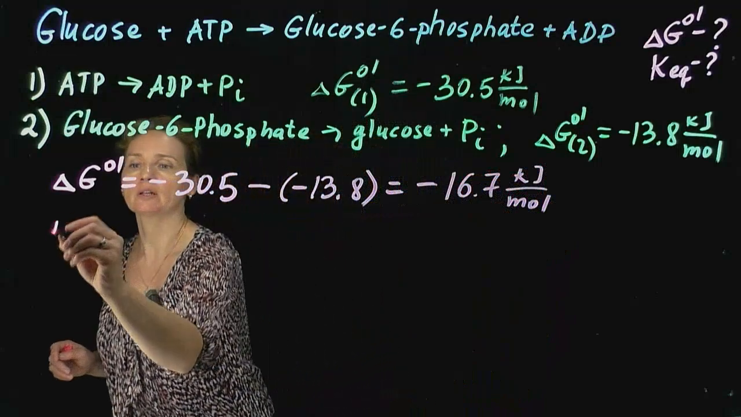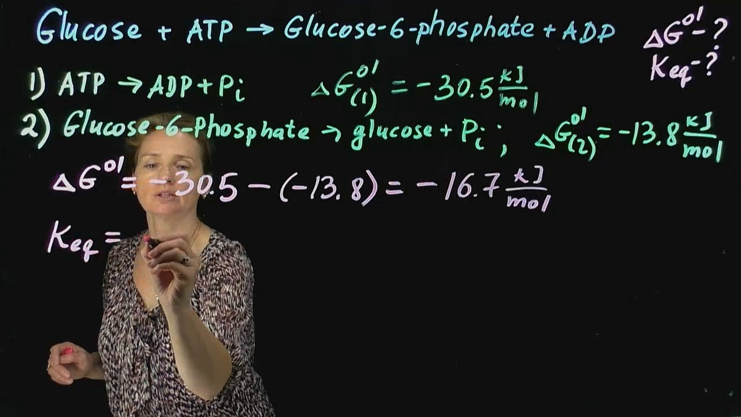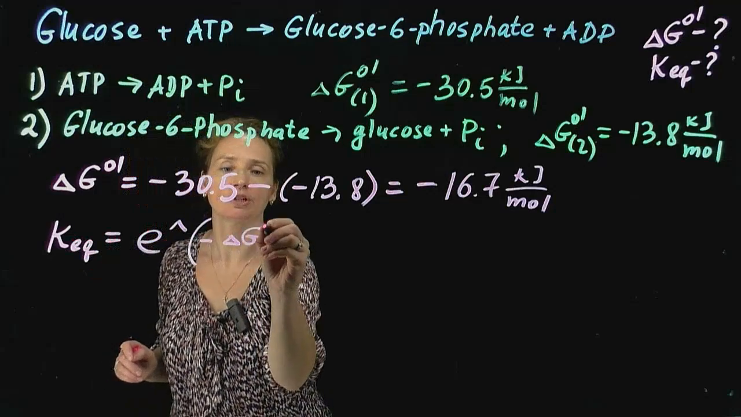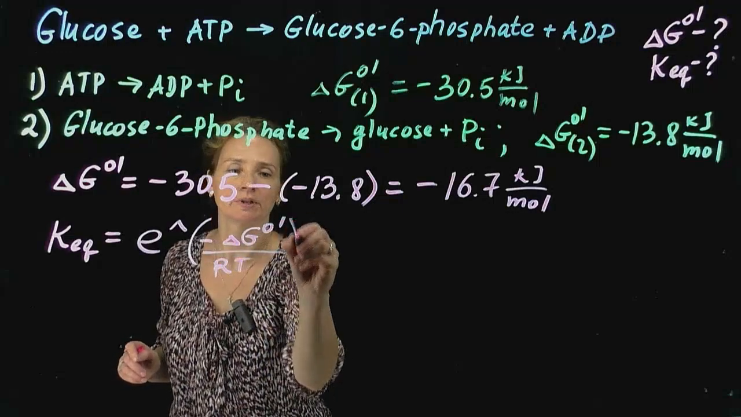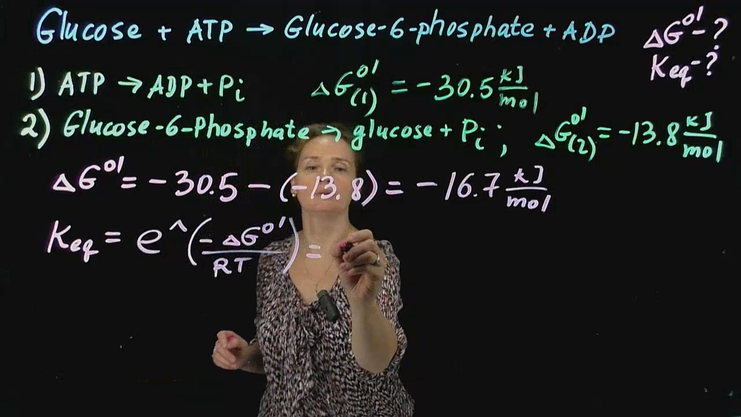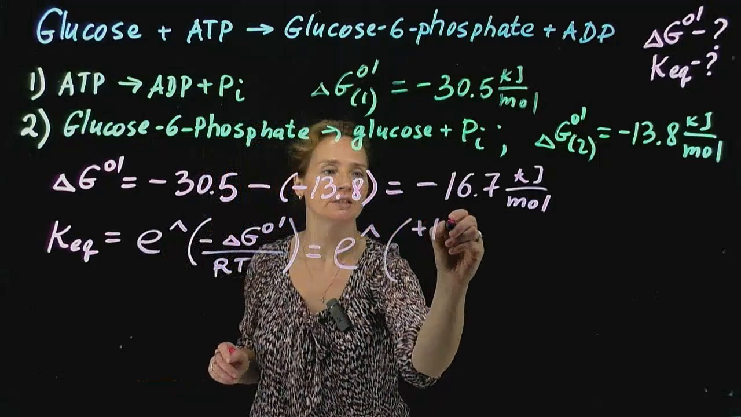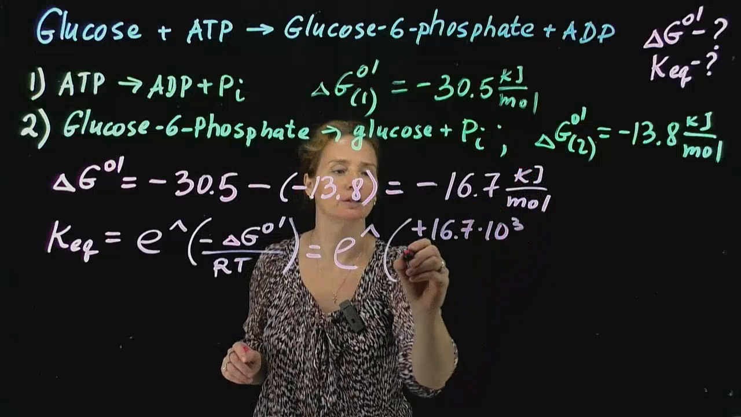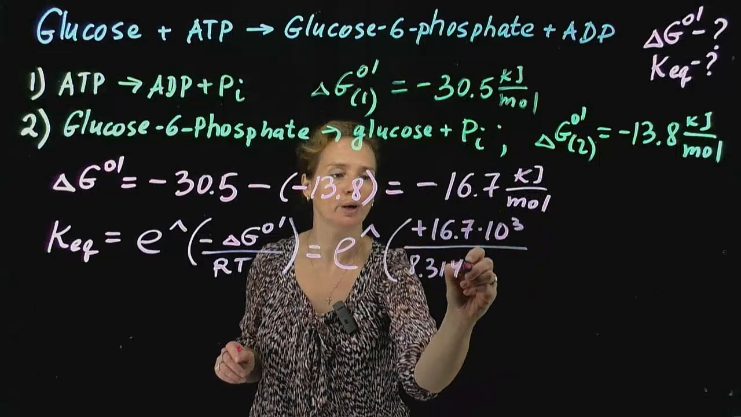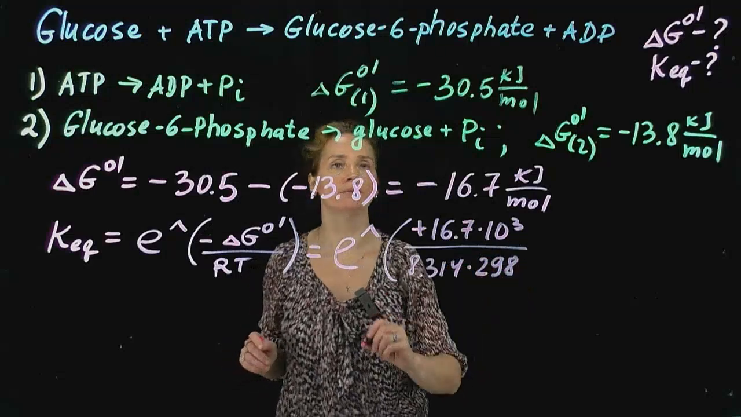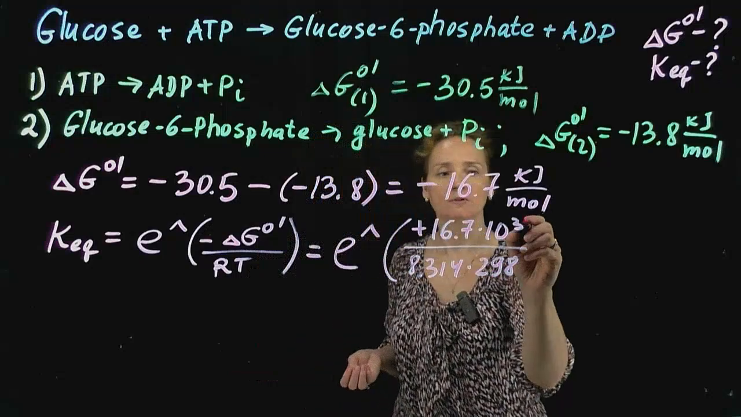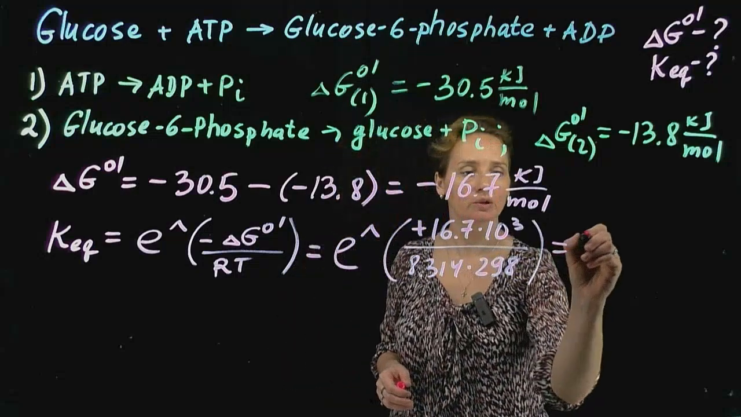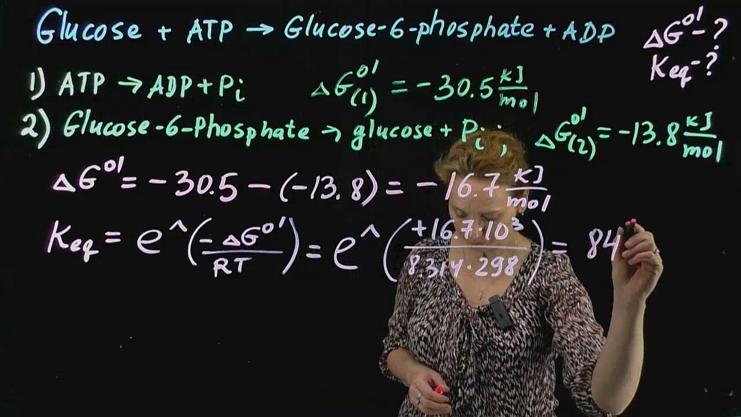And of course, we can calculate the equilibrium constant for this reaction as e to the power of minus delta G naught prime over RT. And when we plug in the numbers, it will be plus 16.7 times 10 to the third, because it's kilojoules here, right, over 8.314 times 298. Whenever temperature is not specified, we can use 25 degrees, which is actually the temperature for the standard biochemical conditions. And this value will be equal to 846.